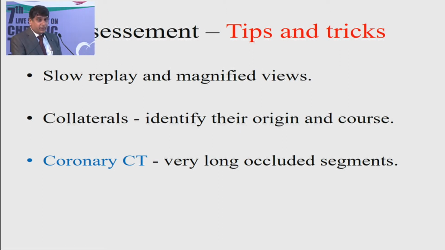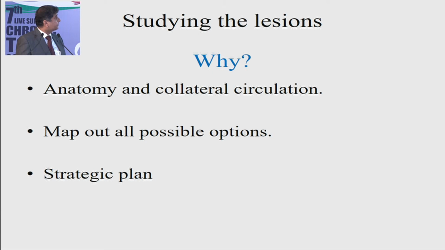Try and replay the cines as slow and as magnified as possible to have a complete understanding of the lesion. A quality angiogram is extremely critical. So one has to know where the origin and course of the collateral is. And occasionally one might need a coronary CT for very long occluded segments.